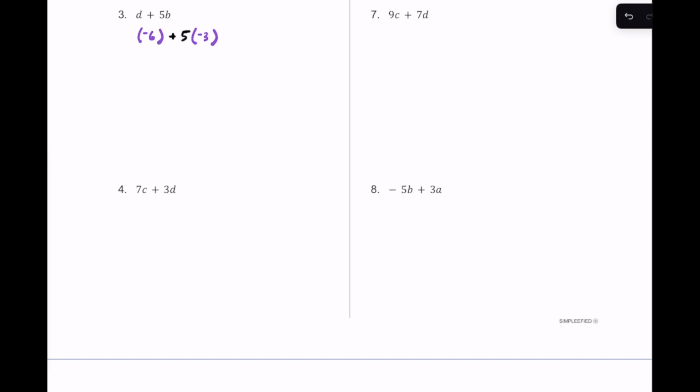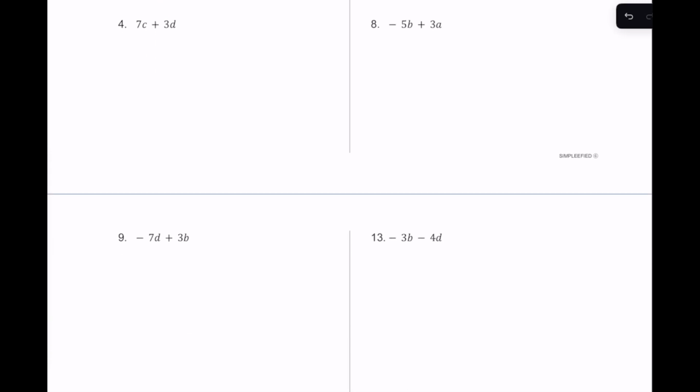Now between addition and multiplication, we're going to do the multiplication first. So 5 times -3, that's going to be -15. So we're going to have this -6 in front plus -15. And when we're adding two negatives together, we can just add the value. So 6 plus 15 is 21. So this would equal -21.